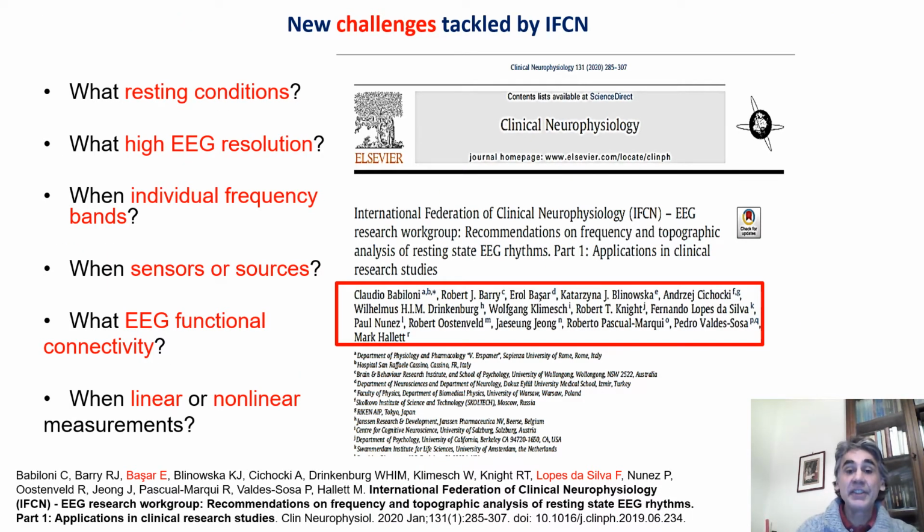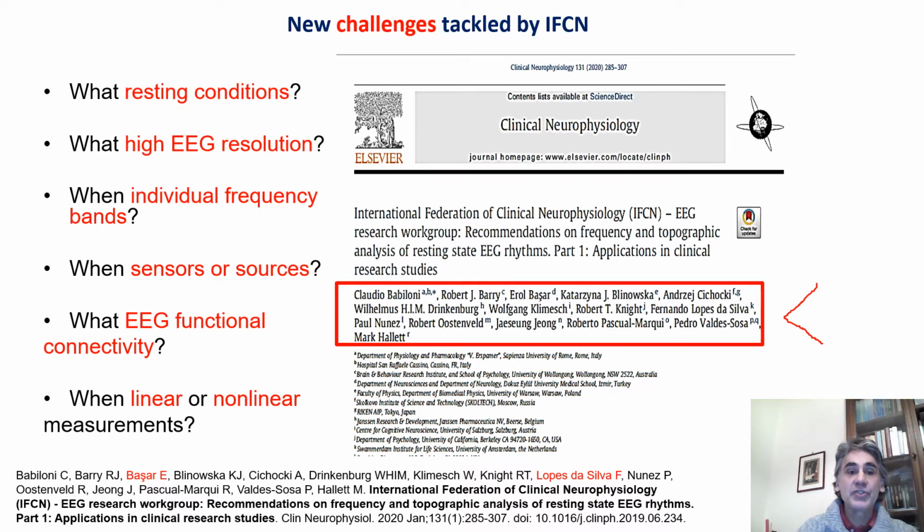After 20 years, there were a lot of tools for the analysis of EEG data. So the International Federation of Clinical Neurophysiology promoted an update of the guidelines for the recording and analysis of resting state EEG activity. You can see here the workgroup involved in the production of those guidelines.